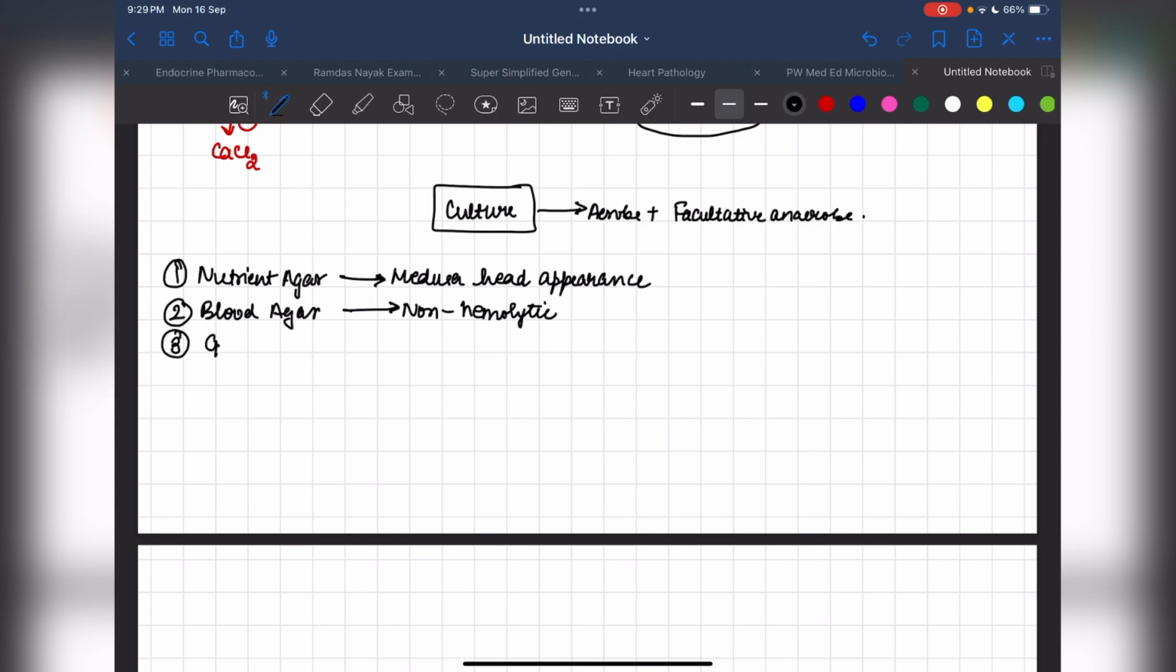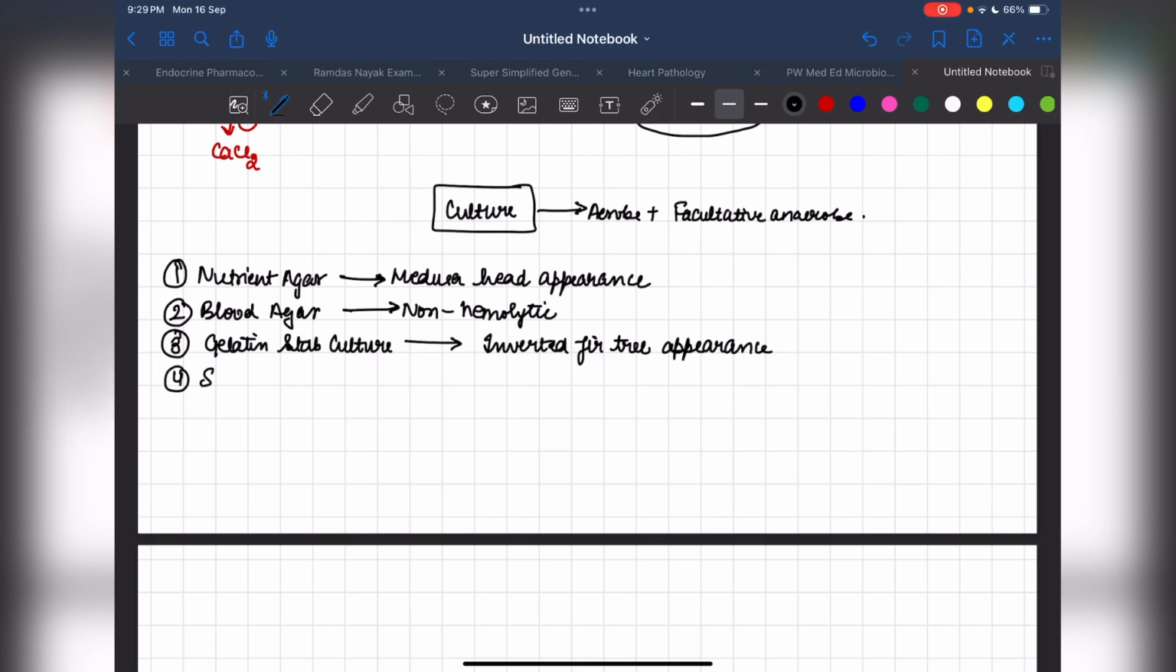Thirdly, in gelatin stab culture, due to more liquefaction on the upper surface where oxygen is there, there is an inverted fir tree appearance. These are very much important names that you need to know as it is. This can come directly. That inverted fir tree appearance is seen in gelatin stab culture of which organism?